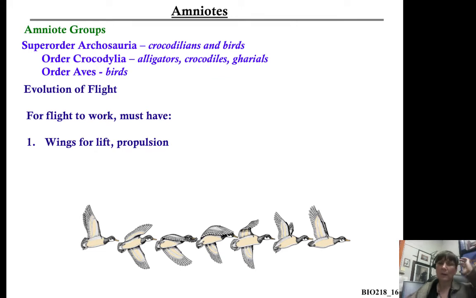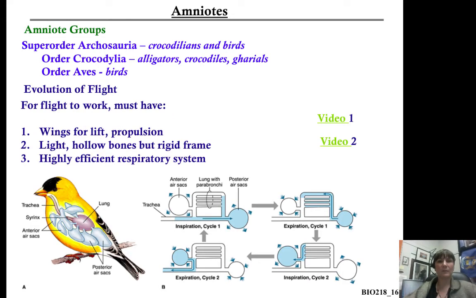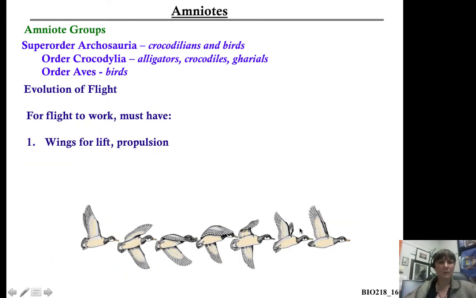So in order for flight to work, let's talk about that, you need wings for lift. You need to be able to get off the ground, and then you need propulsion. And then once you get off the ground, you need to be able to keep going. Okay? These are some images of a duck that's actually moving its wings in order to fly through the air.